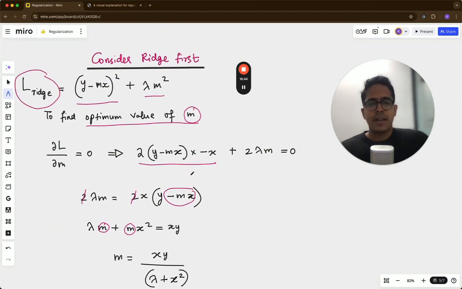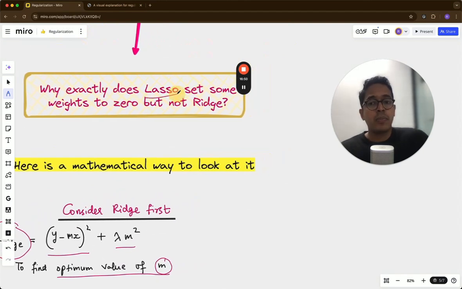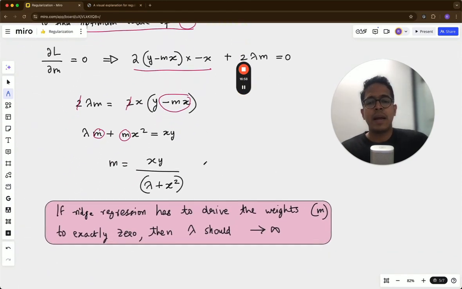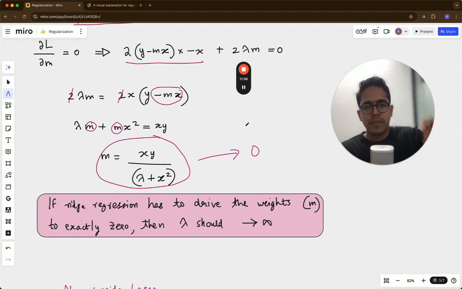Now, we were discussing why exactly lasso pushes the model weights to be exactly 0, but ridge cannot do that. Imagine if ridge were to push the model parameter m to be exactly 0, at the point where you're optimizing the loss, and xy is not 0, because then it will be a trivial solution. You're talking about non-zero x and y values, which means the lambda plus x square term should be tending to infinity. And what does that mean? Basically, lambda tending to infinity.